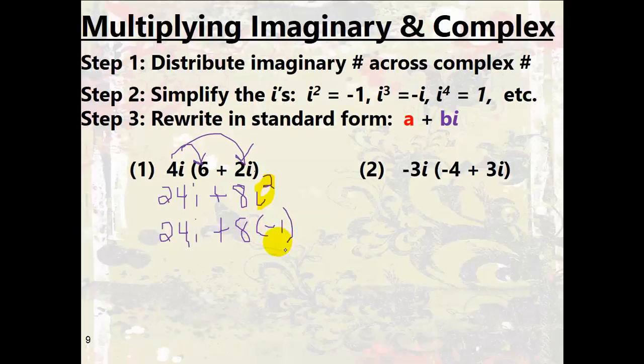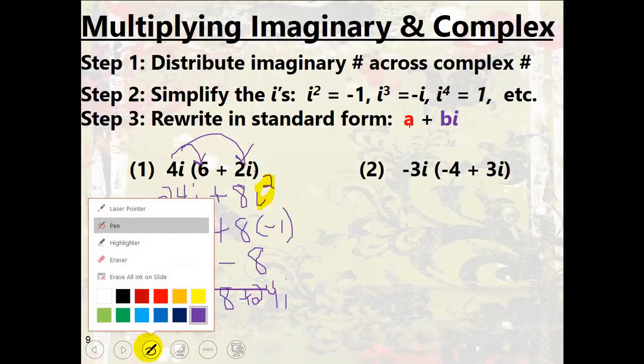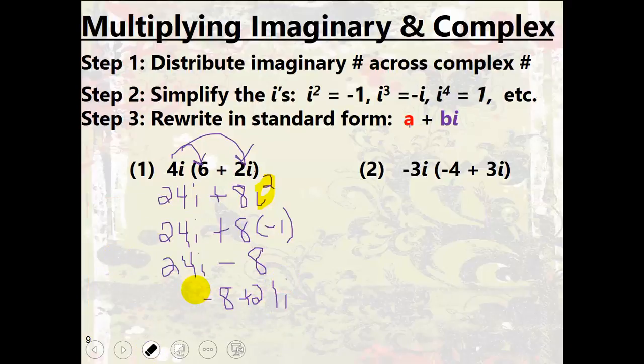What's 8 times -1? -8. And then we want to put it in the form where our constant comes first along with its sign, followed by imaginary. So it becomes -8 plus 24i.